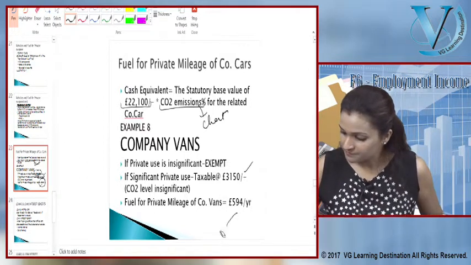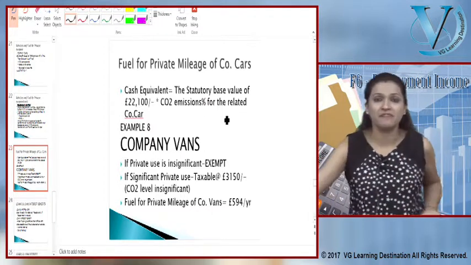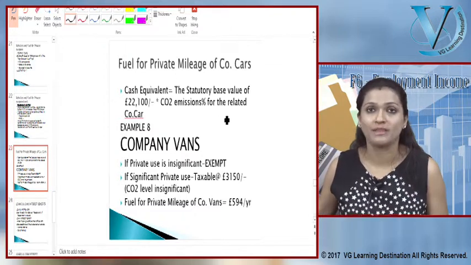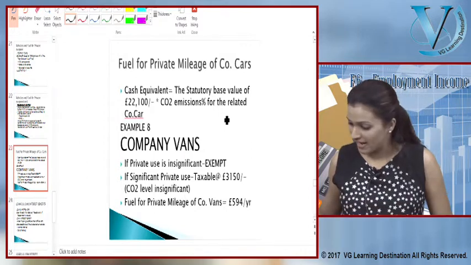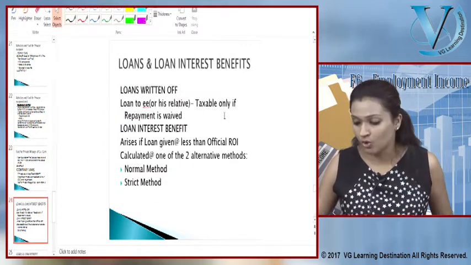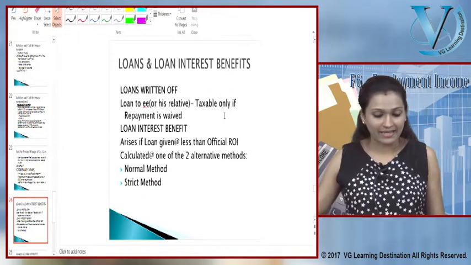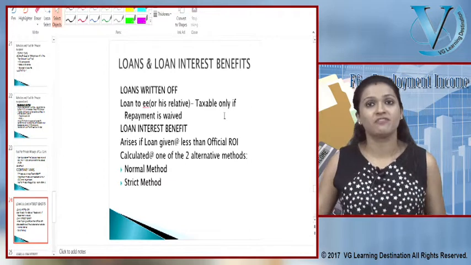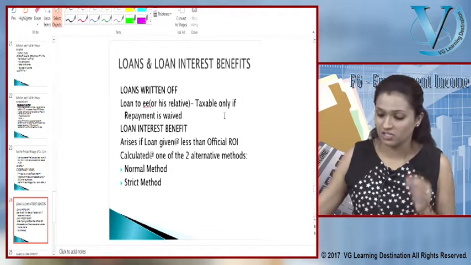Now let's move forward and have a look at another benefit which the employer can provide to you as an employee, the benefit being in the form of a loan. So let's have a look at benefit of loans and the loan interest benefits. Very clearly, we need to find out what is going to be the value of the benefit that we are enjoying in terms of the loan or the loan interest.